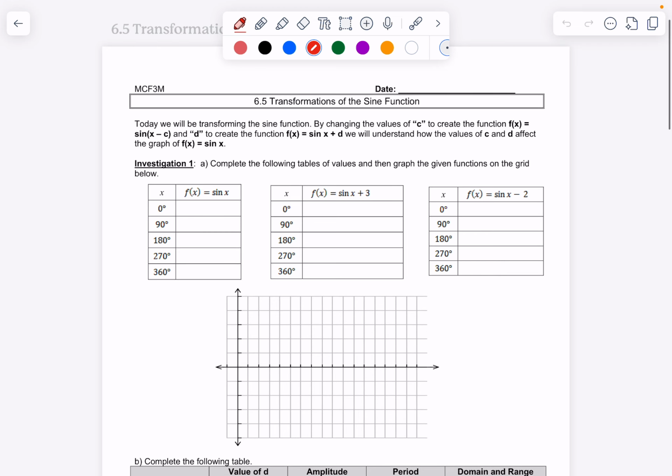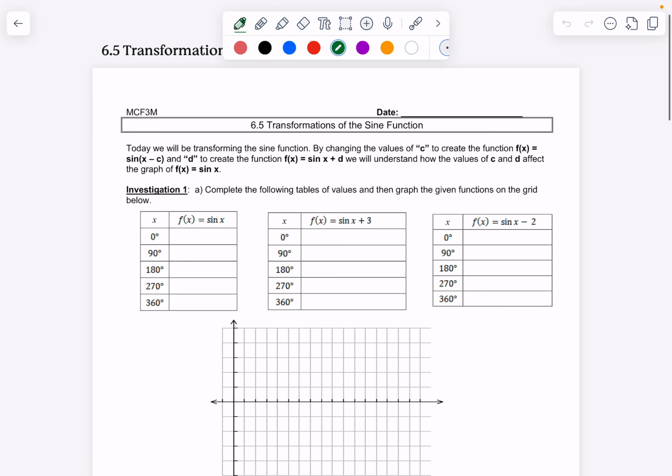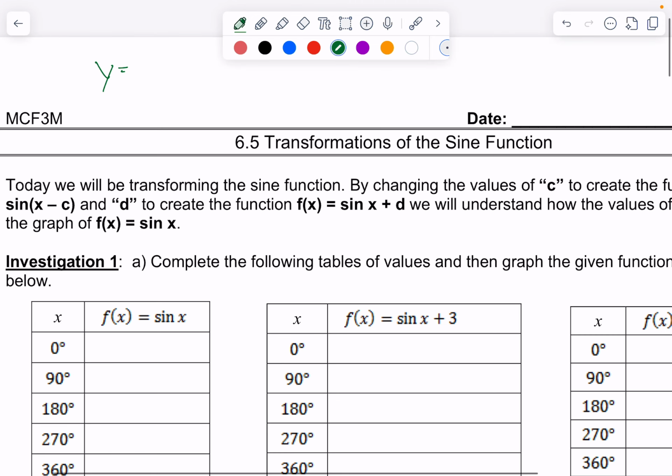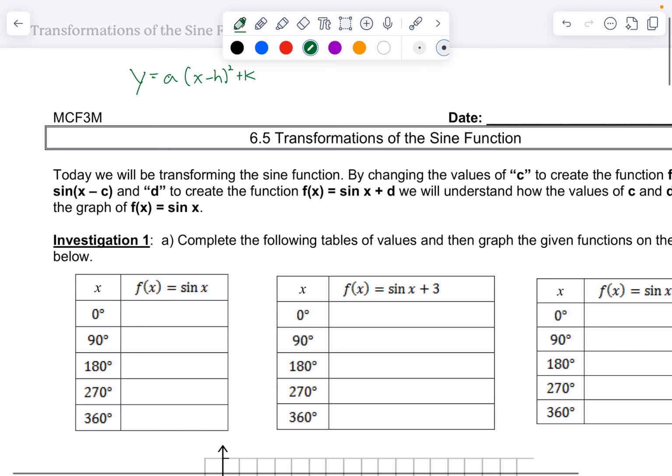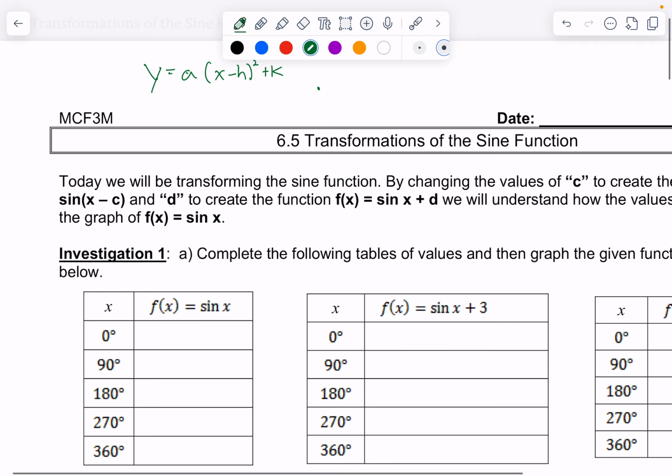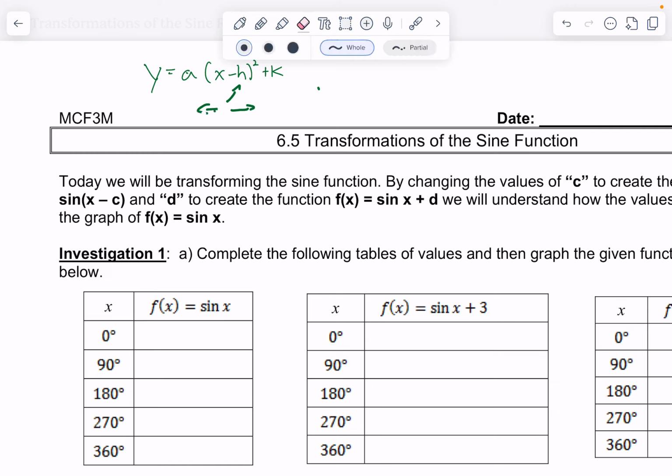When you did the quadratic unit, remember you had your vertex form equation, which was y equals a(x minus h) squared plus k. And in this formula, remember the h right here, the thing that was inside the brackets, that meant your function was going to go left or go right. And the thing on the backside, the k value, that determined if your function was going up or down.